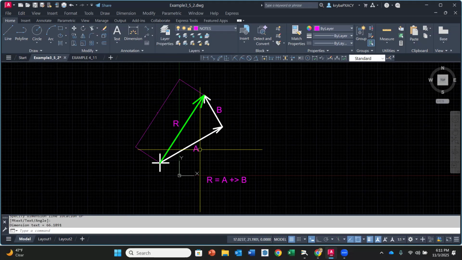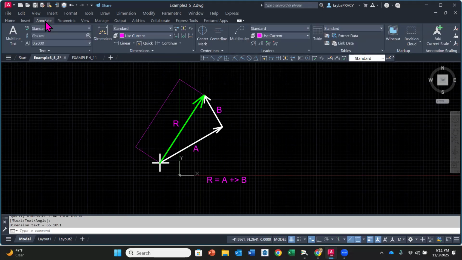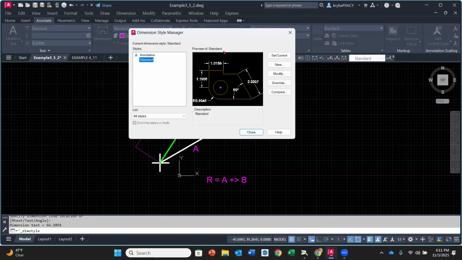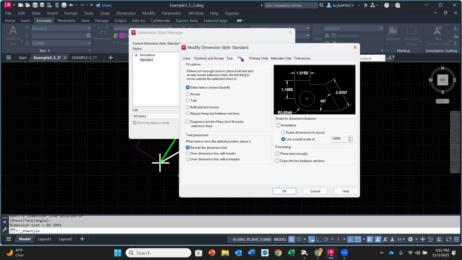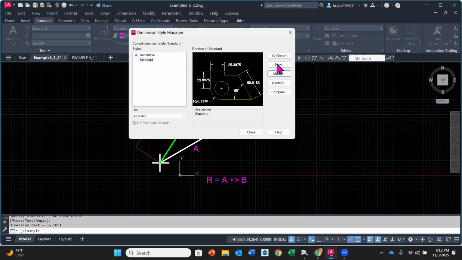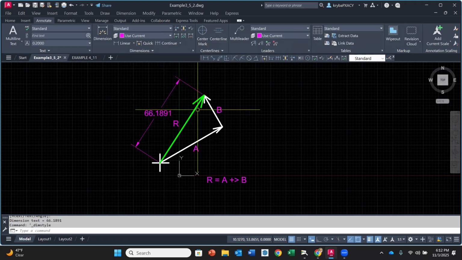So to be able to see the number, you have to go to the annotate tab, the down arrow for the dimension. Our dialog box comes up for the style manager, modify, and we're going to go to the fit tab. Down at the fit tab here, the overall scale, we want to change it from 1 to about, I think, 25. We'll see. So you just pick a number. And I'm going to say set as current, close, and we'll see. That looks pretty good.